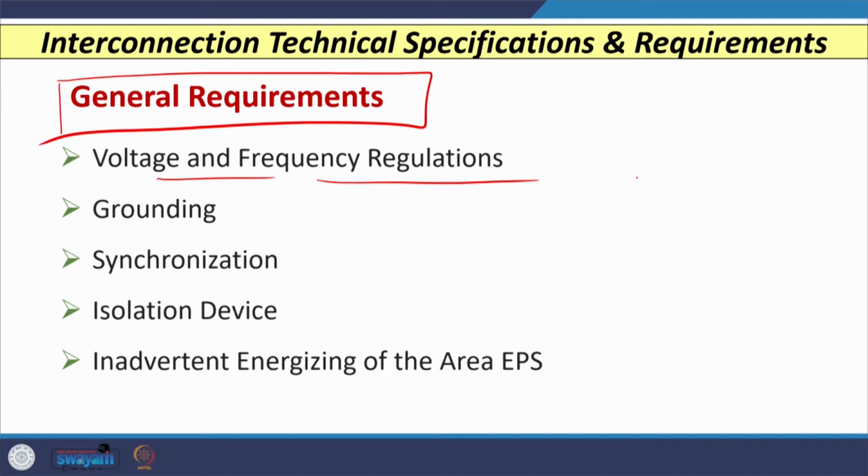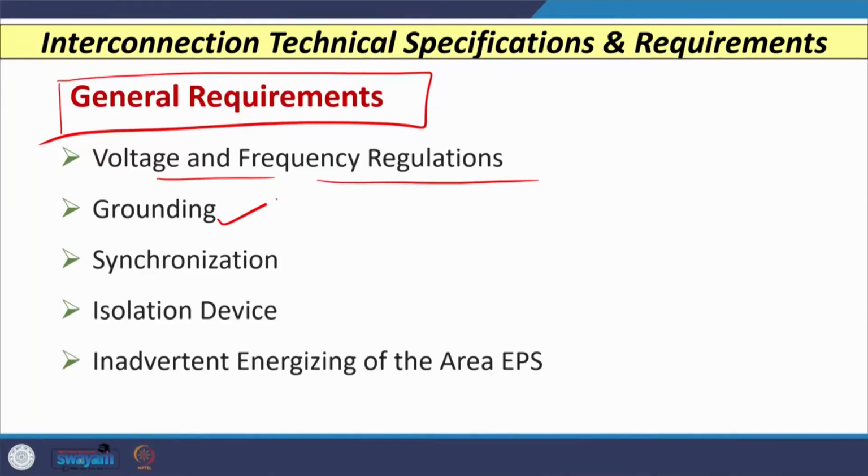So, when we connect any generators, distributed generators, with the grid, then the voltage should be the same, the frequency should be the same, and the phase sequence should be the same. So, all these things we need to consider. The grounding connections are also important. The synchronizing procedure also plays an important role.